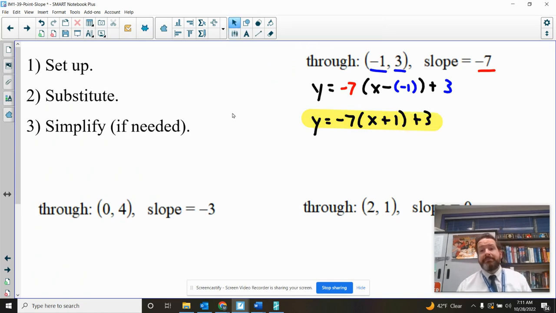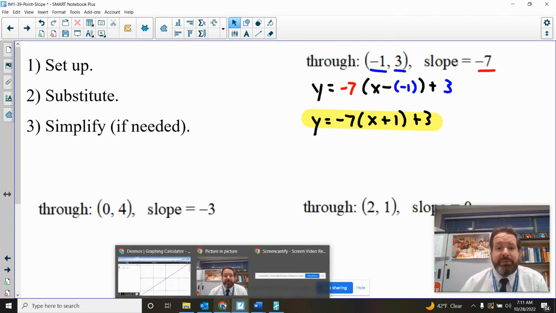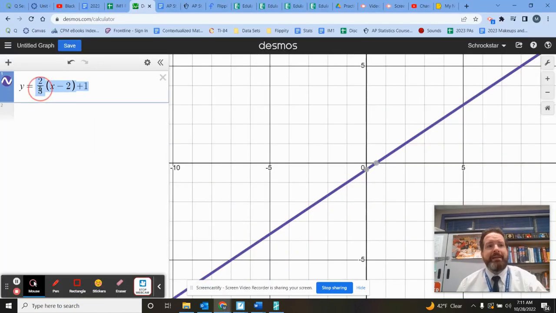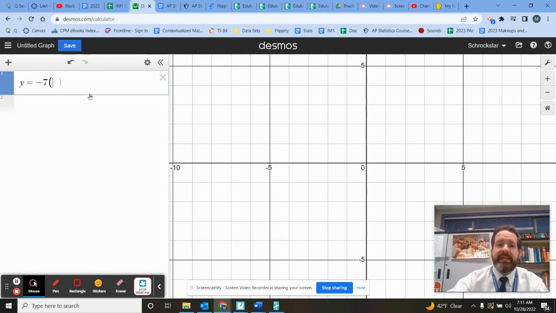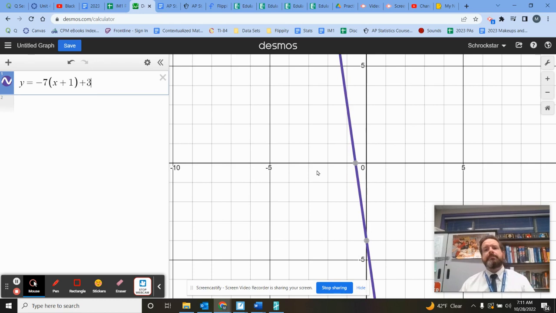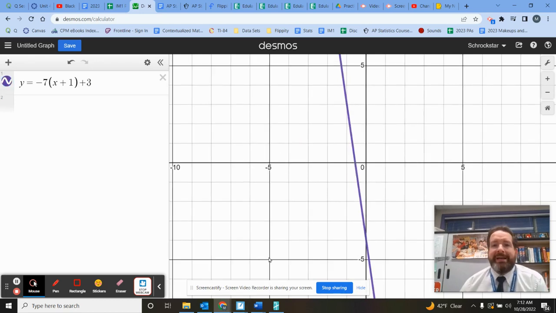It's not a bad idea to check with a graph once you're finished. Let's hop over to Desmos real quick. I think that my equation, y equals negative 7, x plus 1, plus 3, should pass through the ordered pair negative 1, 3. Nice thing about Desmos is you can just click on the line and see if that happens. Sure enough, a point on the line is negative 1, 3.